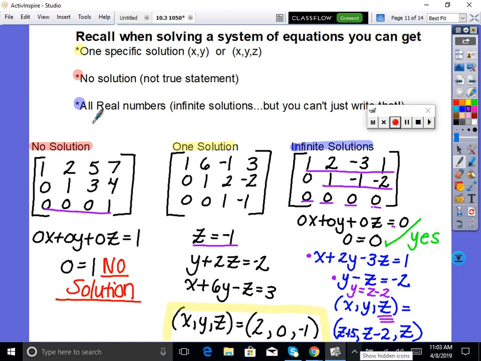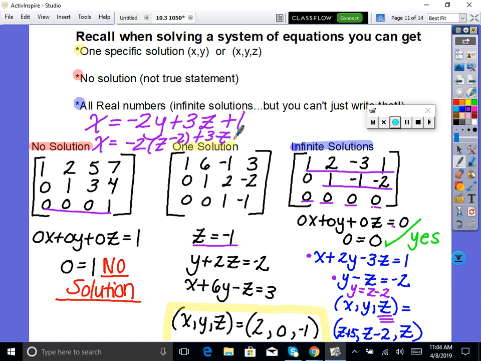I'd say I'm going to solve for x. So x is equal to, I'm going to subtract 2y to this side and add 3z. So I have negative 2y, add 3z. Don't I still have a plus 1? But now I can only have z's in my equation. So x is equal to negative 2 times y. Isn't y z minus 2? Plus 3z plus 1. So I would distribute, combine like terms, and you end up with z plus 5. So z plus 5, z minus 2, and z.